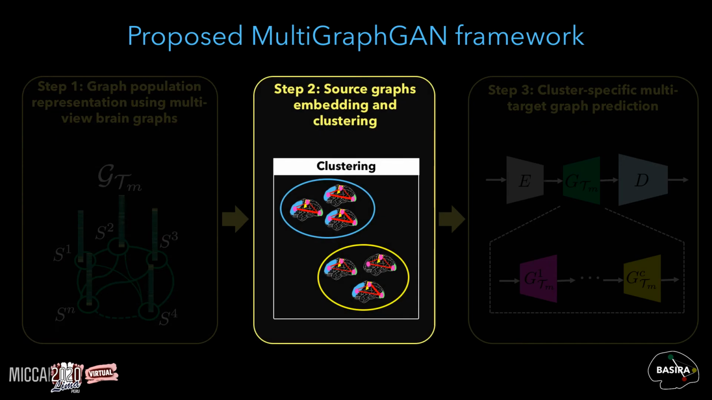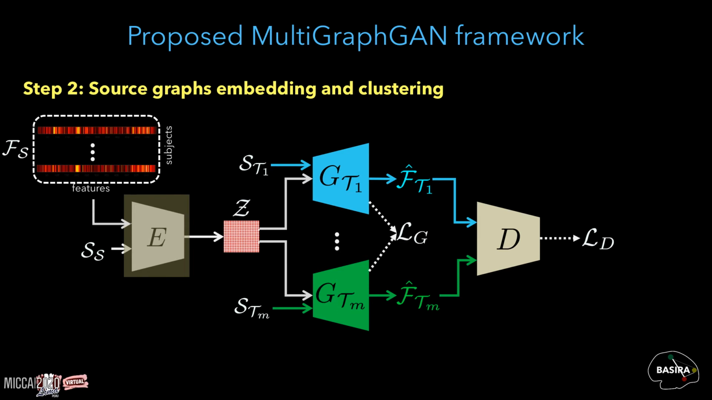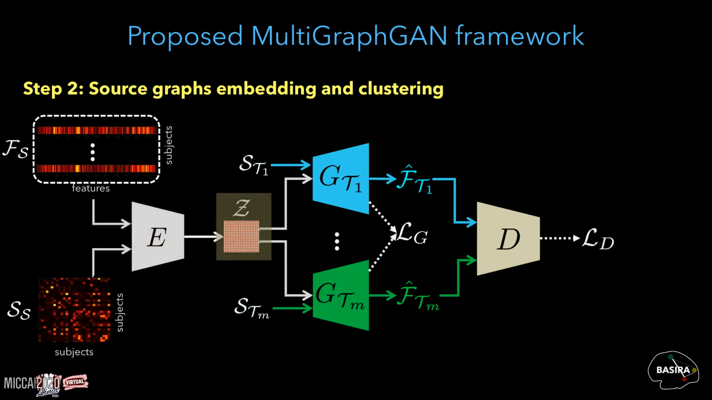In the second step, we will learn the graph embeddings of the source population. Our MultiGraphGAN comprises an encoder E and a set of domain-specific decoders G regularized by a discriminator D. Our encoder E is a graph convolutional network, GCN, taking as inputs the feature matrix and the learned sample similarity matrix and producing the embeddings of the source graphs encoded in the Z matrix.